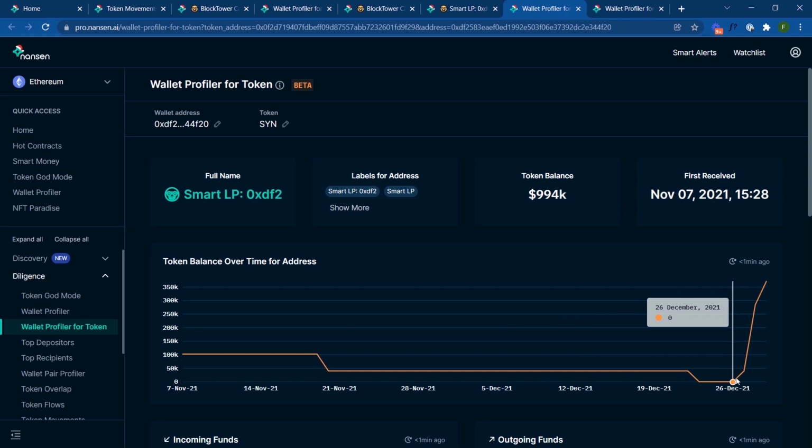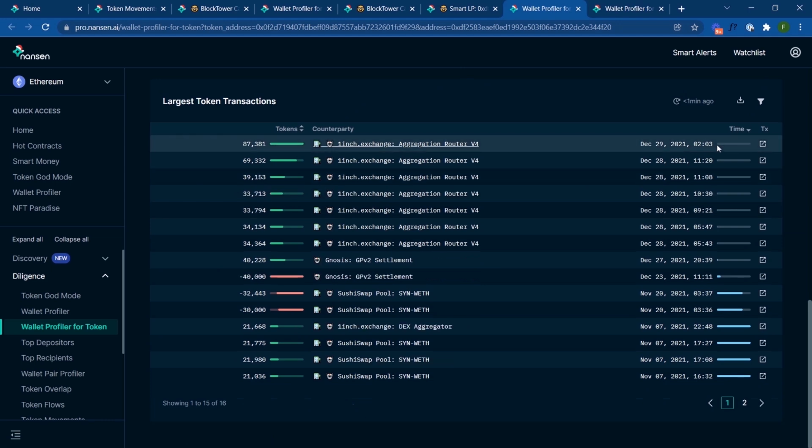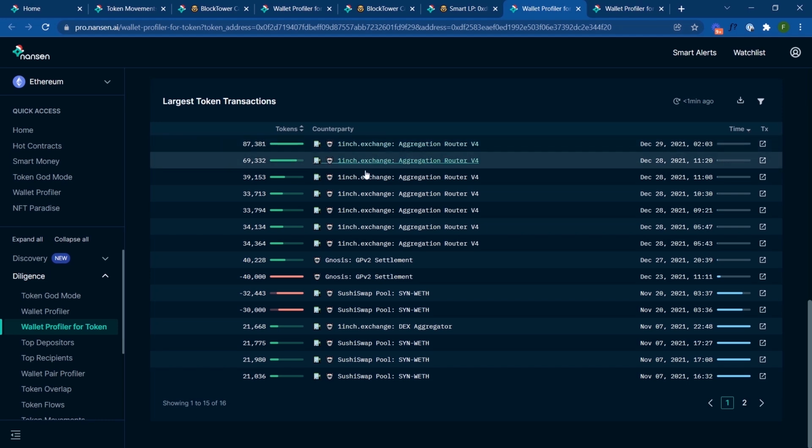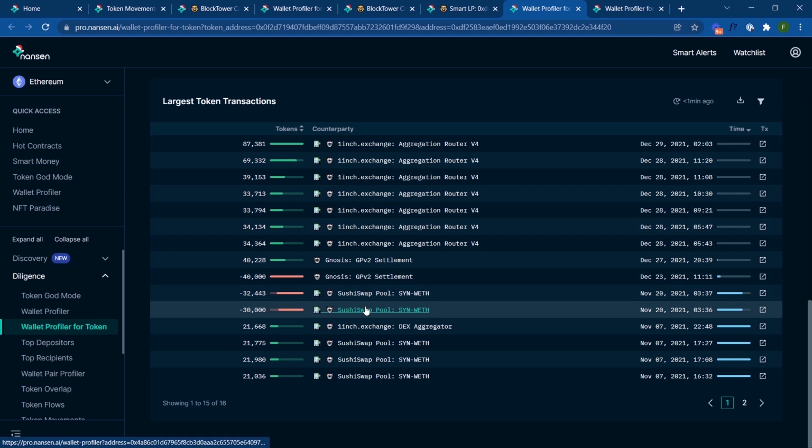Moving on to the smart liquidity provider, we can see that their purchase of Synapse is rather significant in the perspective of their history, which has seen some sell-offs too. Looking at the transactions, the history of this wallet and this token is pretty active, with 8 purchases that happened in the last 3 days.